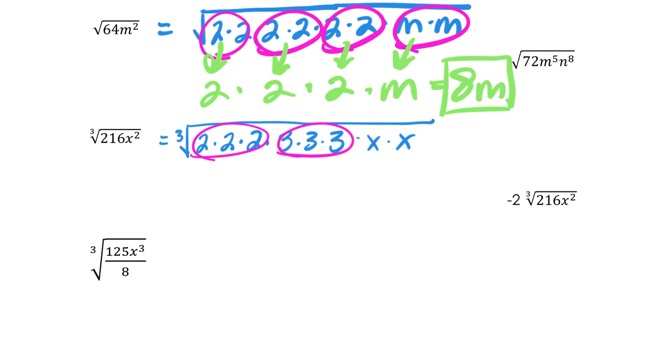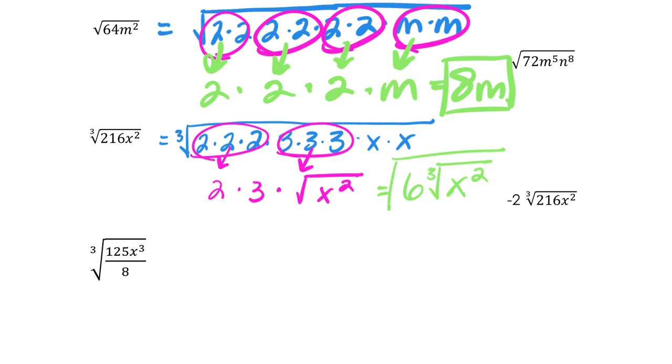I can't circle the x's because there are only 2 of them, so that means this comes out, so this would be 2 times 3. Leftovers go under the radical, and there are 2 of them, so that would be x squared. And now I'm just going to clean this up. So now we have 6 times the cube root of x squared.